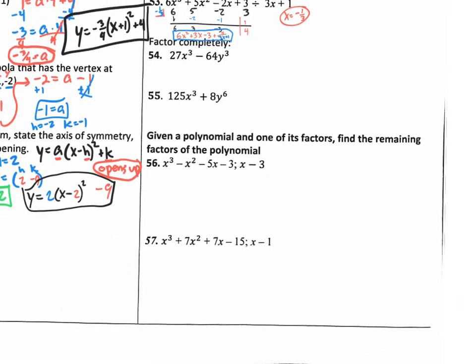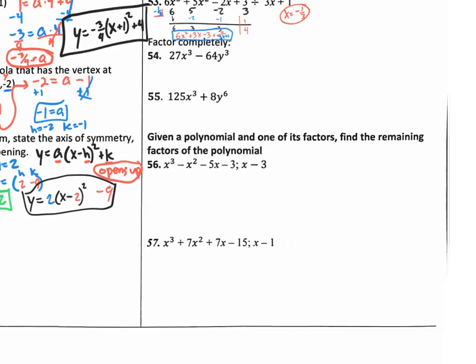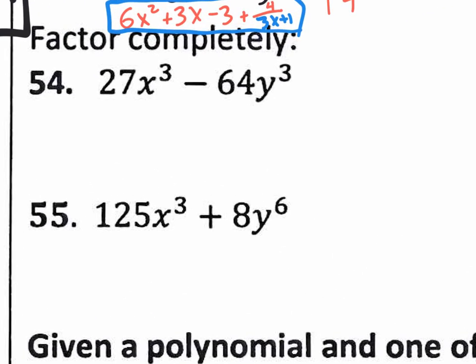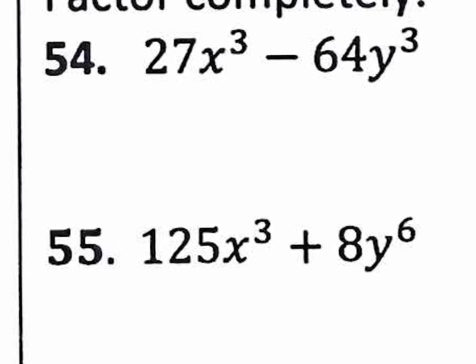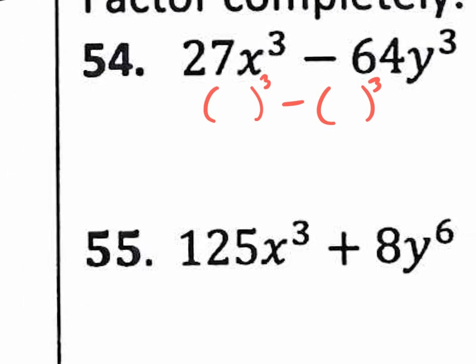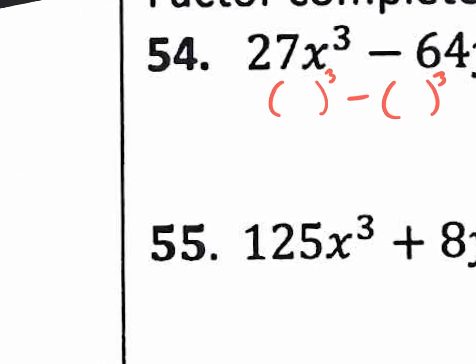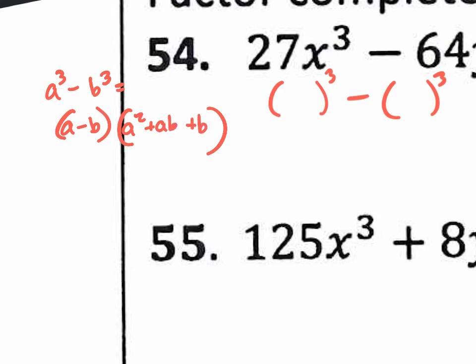So these next 2 questions, we want to factor completely. We have the sum and difference of 2 cubes. Number 54, they're asking us to factor completely, and you should recognize that that's a difference of 2 cubes, right? If you're able to write it in parentheses, something cubed minus something cubed, then you'll be able to use the formula. Let me write the formula over here. The formula is a cubed minus b cubed equals a binomial times a trinomial. And the binomial is simply a minus b without the cubes. The trinomial is a squared plus ab plus b squared.